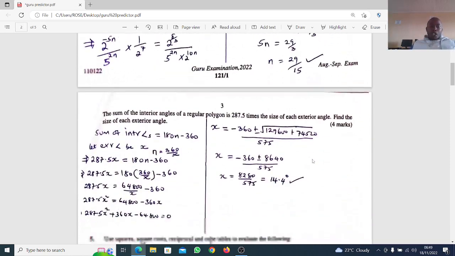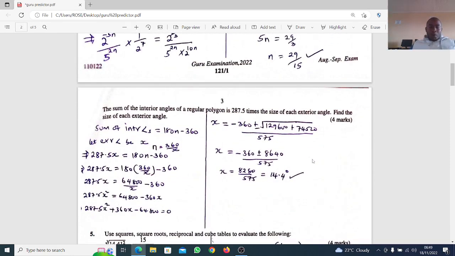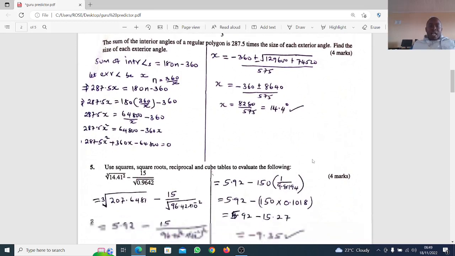We proceed to question number 3. Question number 4 says that the sum of interior angles of a regular polygon is 207.5 times the size of each exterior angle.